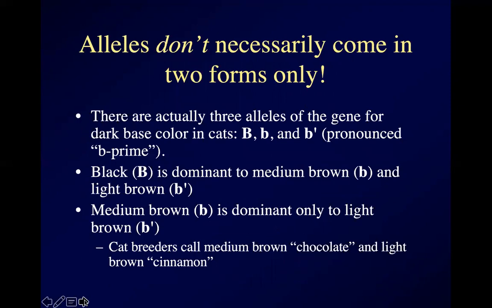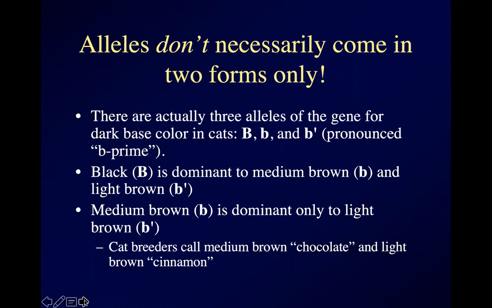With Mendel's peas, he had the good luck to be working with genes that, as far as he could tell, only came in 2 alleles. So the gene for flower color is either the purple allele or the white allele. The gene for plant size is either tall plant or dwarf plant, and so on. But there's no reason at all why alleles have to exist only in 2 forms.